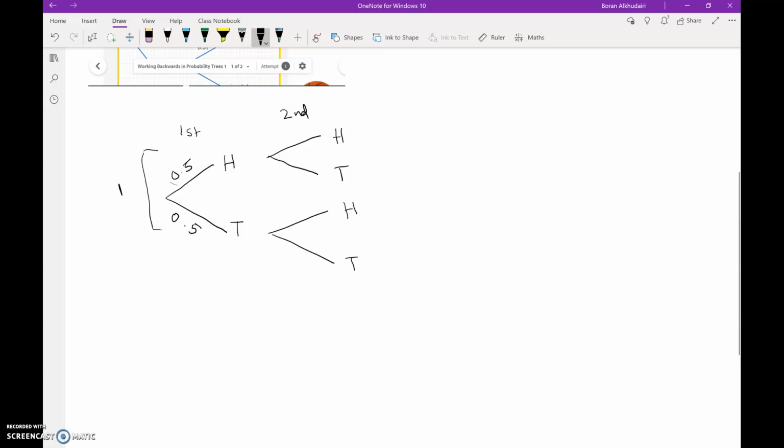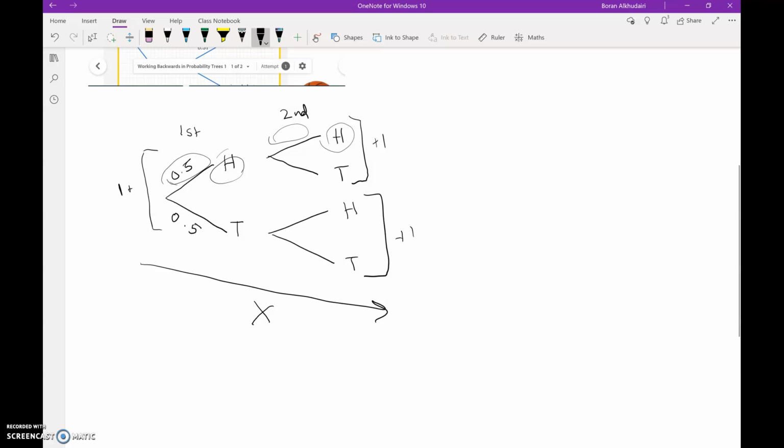So that's the first rule. They all have to add up to 1. So this one adds up to 1, this right here adds up to 1, and this right here adds up to 1. The other rule about probability trees is when you go across, you are multiplying because we're finding AND probabilities. The probability of, let's say, getting heads the first throw and getting heads in the second throw is this probability multiplied by this probability.